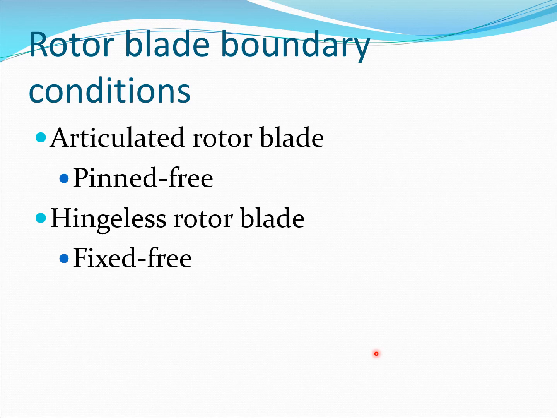So what's the practical point about these boundary conditions? Well, if you have a hingeless rotor blade, you would recognize that one end would be fixed, the second end would be free. That's common for many rotor blades. And also if you have the articulated rotor blade, one end would be pinned or simply supported and the second end would be free. So these are some of the boundary conditions we use for a rotating blade problem, rotating beam problem, and so on.